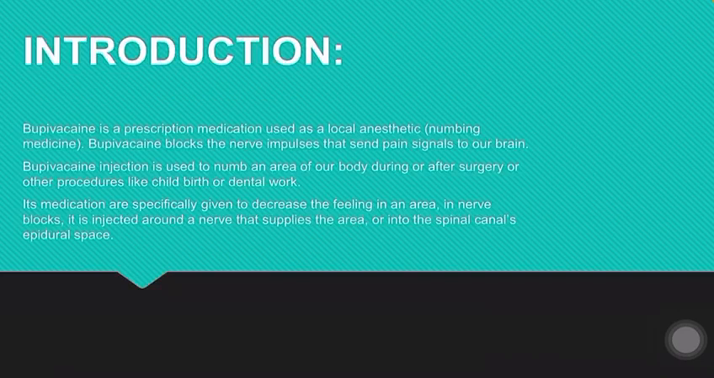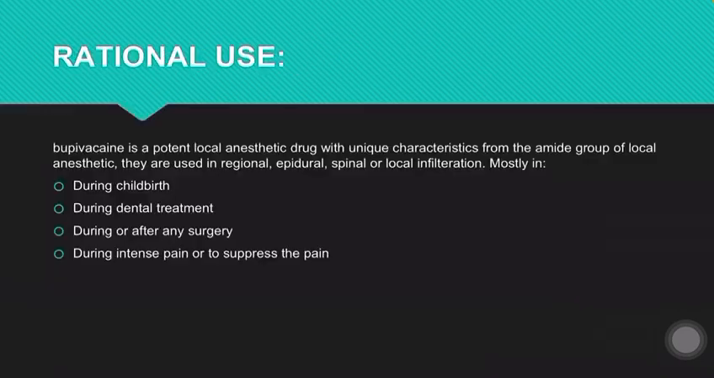Bupivacaine injection is used to numb an area of our body during or after surgery or other procedures like childbirth or dental work. These medications are specifically given to decrease the feeling in an area, mostly the feeling of pain. It blocks the nerves. It is injected around a nerve that supplies the area or into the spinal canal's epidural space. Rational use. Bupivacaine is a potent local anesthetic drug with unique characteristics from the amide group of local anesthetics.